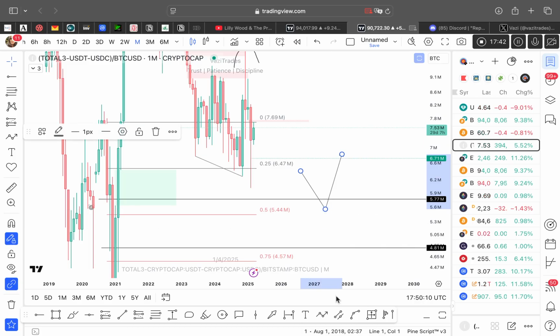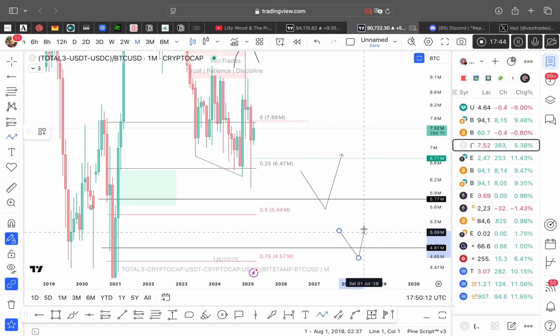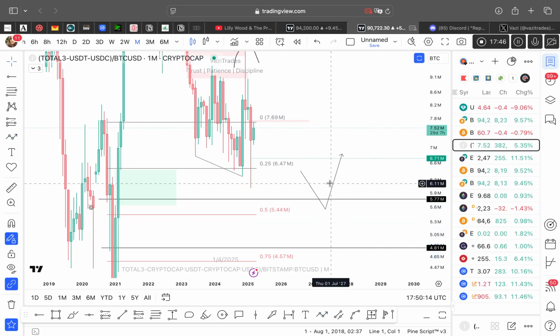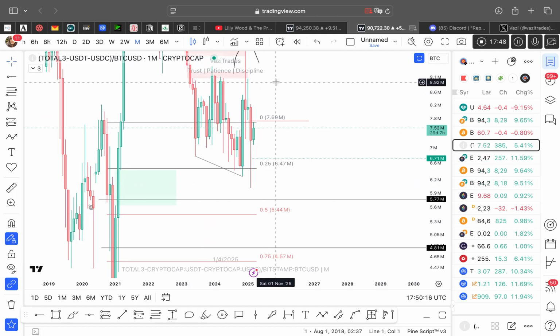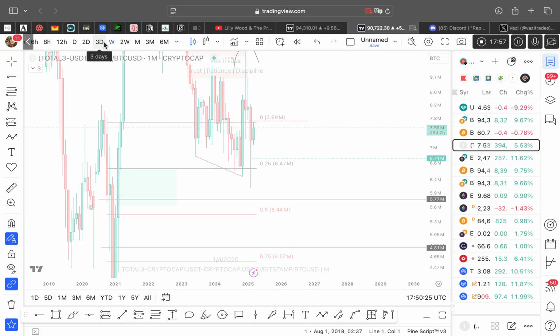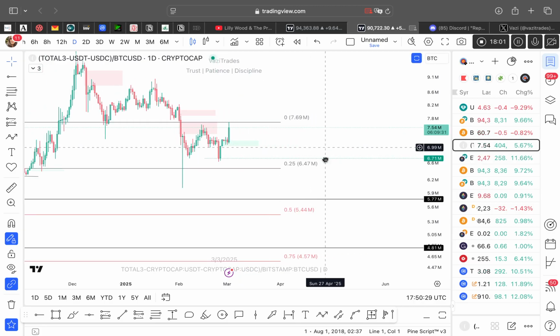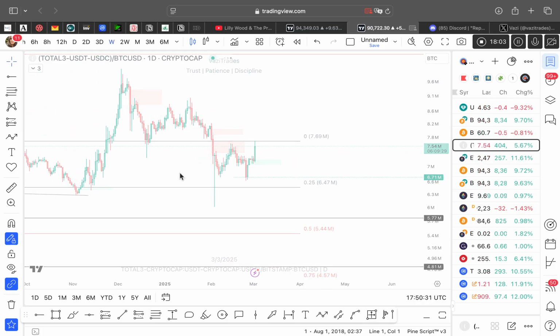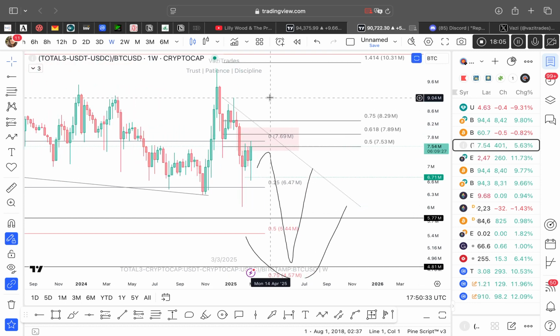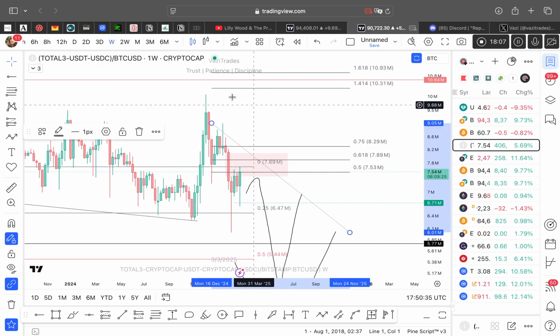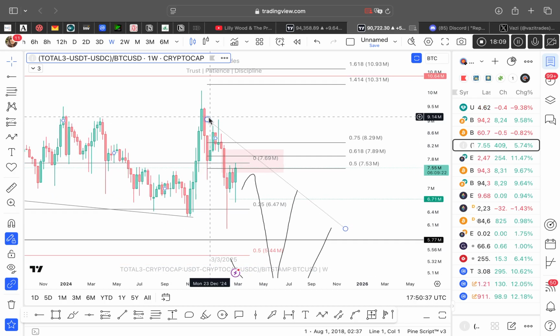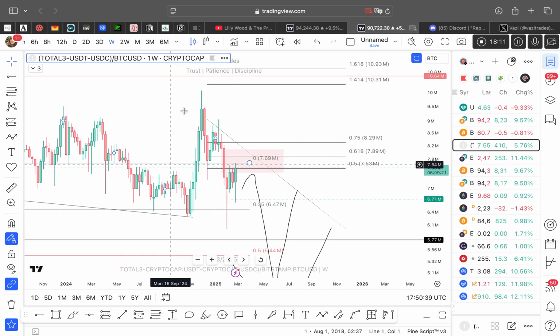This, or worst case, this one. So yeah, currently it rejected from monthly FVGs, it's red. You can see it's not a good sign. So if we want to see altcoins pumping next week, like a really good pump, just a second. Where is it?